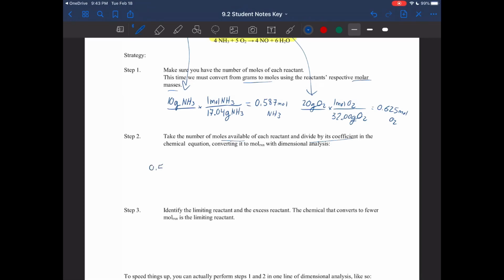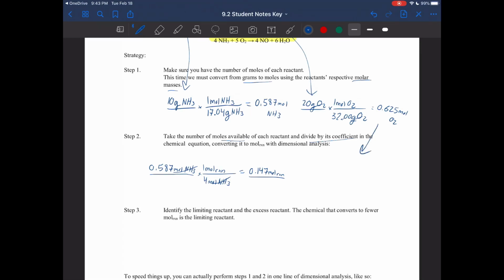So starting with 0.587 moles of NH3 divided by the coefficient in that equation, looks like that is 4. So 4 moles of NH3 in every mole of reaction, in every reaction that happens. So moles of NH3 cancel. We have 0.587 divided by 4 to get 0.147 moles of reaction that happen based on the amount of NH3 that we have.